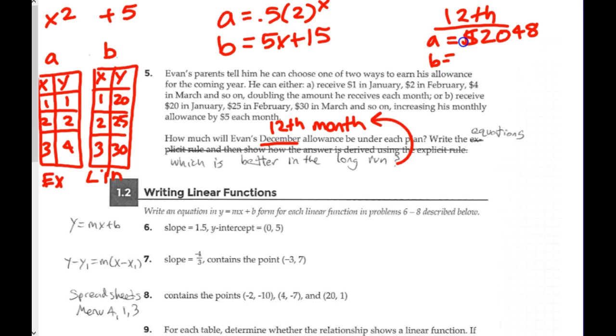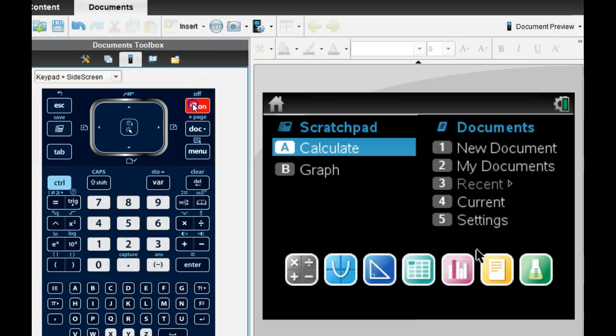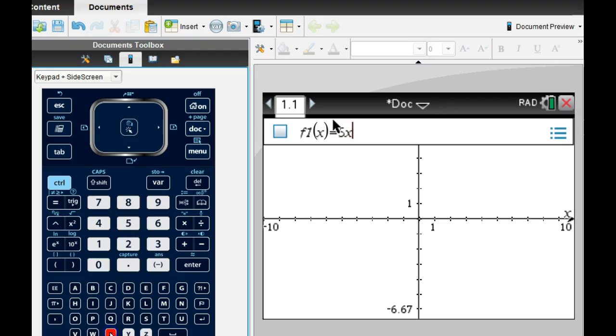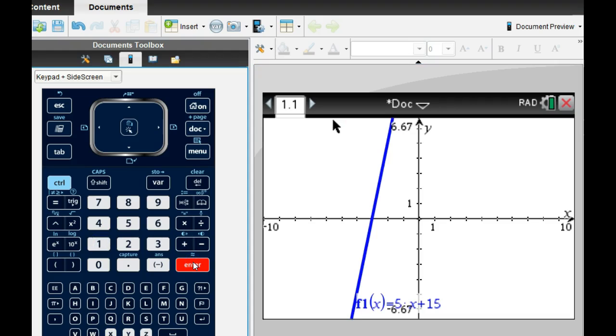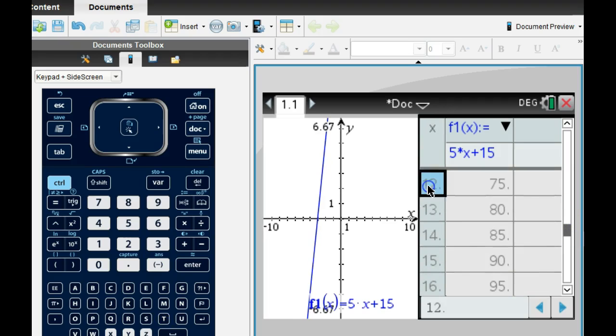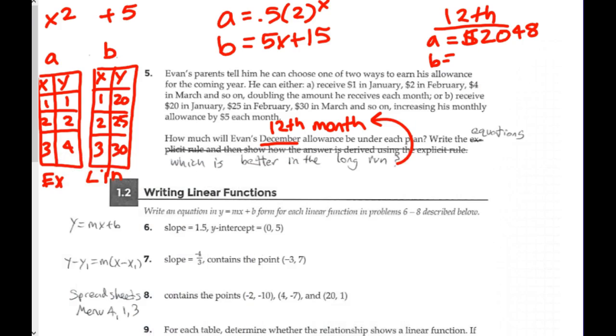And now let's do 5x plus 15. Let's do the next one. Go to graph. 5x plus 15. Enter. Control T for table. Let's look at that 12th month. $75. That's a big difference. So we started off making a lot more money with B, and we end up not making a lot of money with B, making a lot more money with A. Okay? So plan A is better.